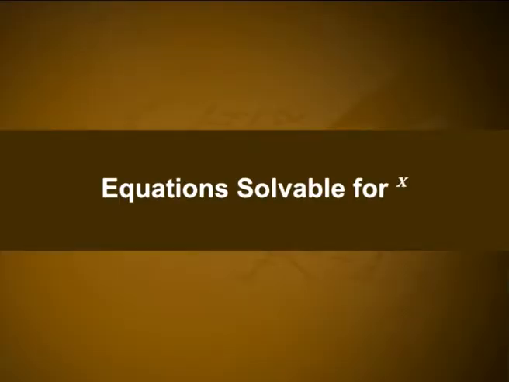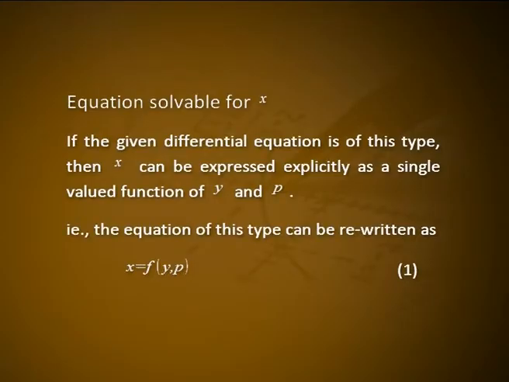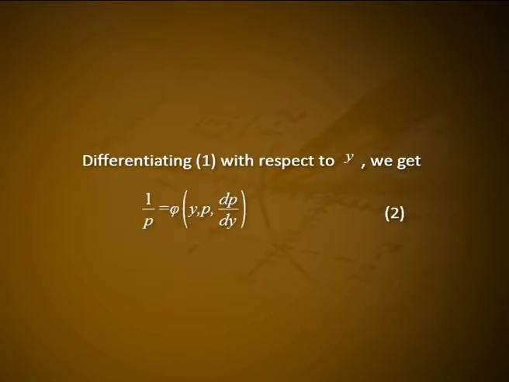Equation solvable for x. If the given differential equation is of this type, then x can be expressed explicitly as a single valued function of y and p. That is, the equation of this type can be rewritten as x is equal to f of y, p. Let it be equation number 1. Differentiating equation 1 with respect to y, we get 1 by p is equal to phi of y, p dp by dy. Let it be equation number 2.